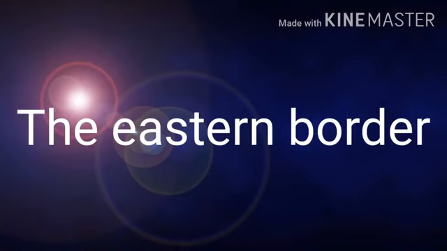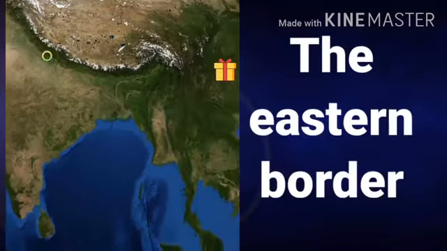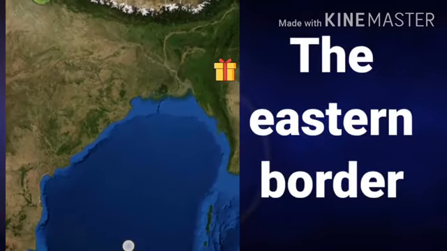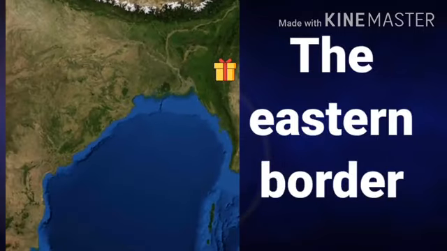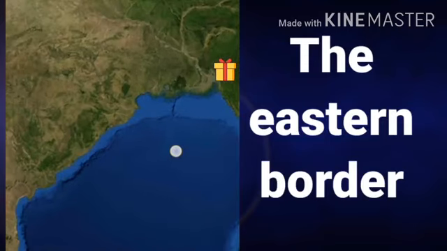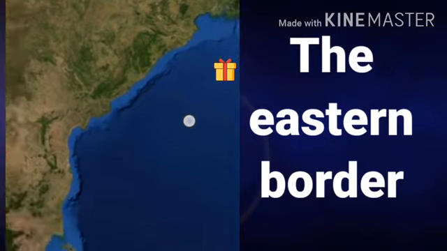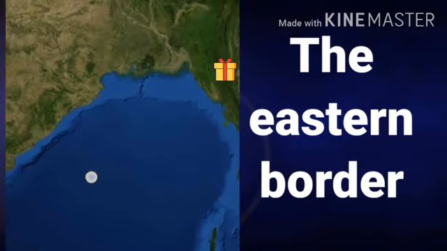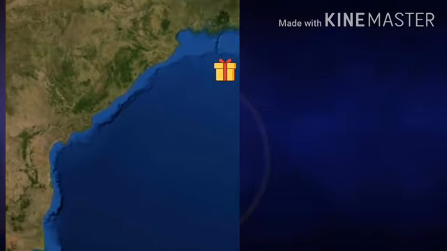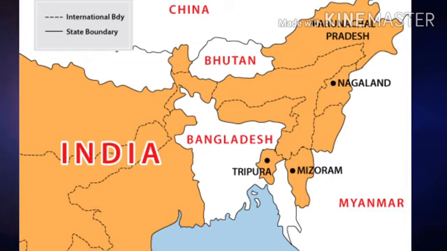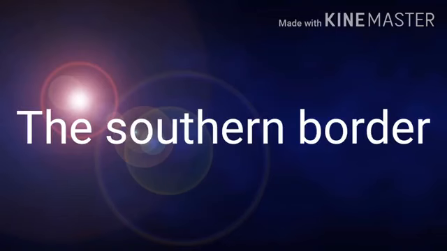Number 3, the eastern border. In the east, a series of mountain ranges separate India from Burma, Myanmar. The Ganges Delta forms the boundary between India and Bangladesh. Bangladesh is bounded by India on 3 sides and the Bay of Bengal on the 4th. Assam, Meghalaya, Tripura, Mizoram, and West Bengal are the states. Number 4, the southern border.